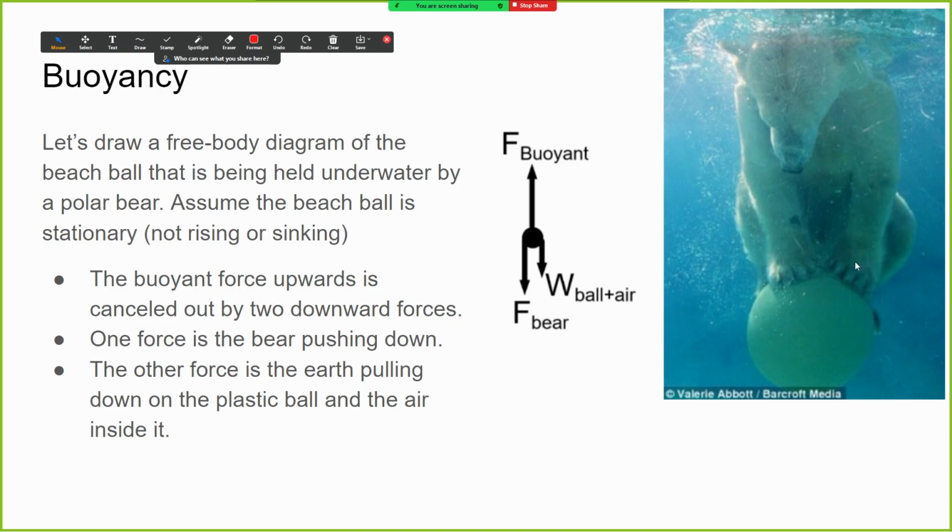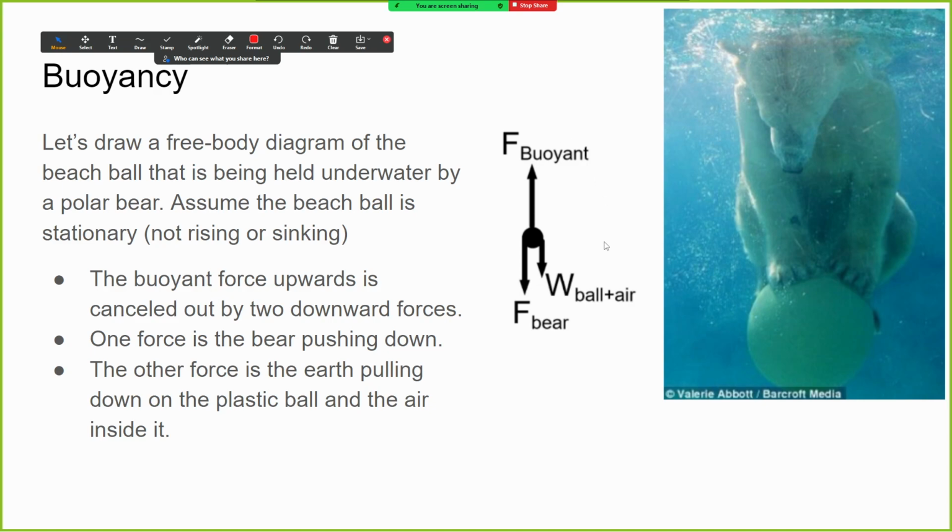This is a polar bear here on top of a ball. Okay, it's a beach ball. If we drew a free body diagram of that, you'd have the buoyant force pushing up. You'd have the weight of the bear pushing down, as well as the weight of the ball and the air. That buoyant force upward is going to be canceled out by those two downward forces if the beach ball is stationary, meaning that the beach ball is neither rising nor sinking.